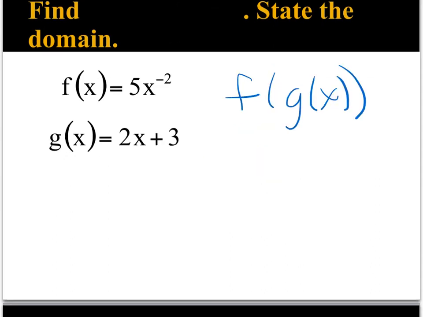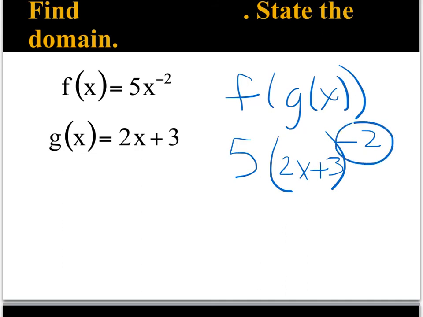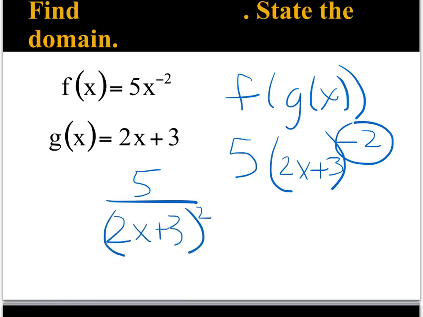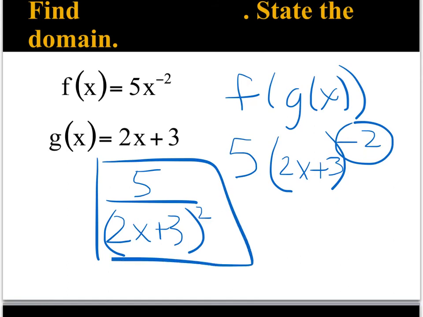This problem is asking me to do the composition of f of g of x. So I need to take f of x and take out the x and plug in g of x. And then simplify. So because the 2x plus 3 has an exponent of negative 2, that's got to go on the bottom. So I get 5 over 2x plus 3 squared. And then it asks me to state the domain.